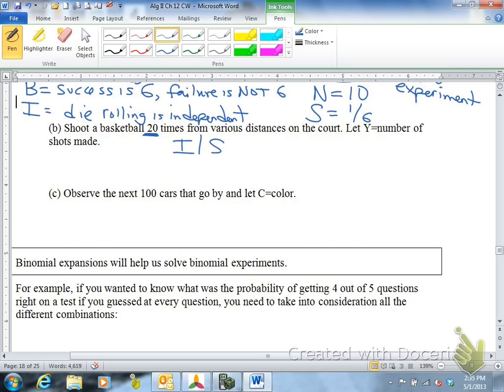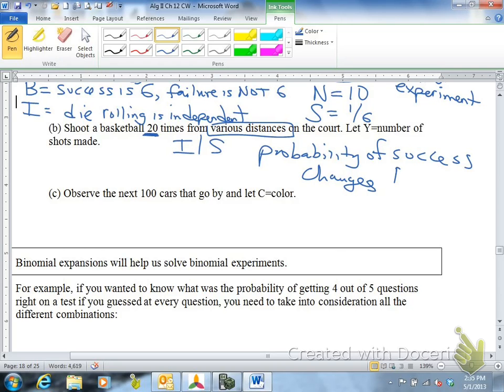So when you're shooting a basketball, your probability of success changes. If you're right under the basketball hoop, you'll probably make a lot more than if you're way back at half court shooting from far back. So the probability of success changes. It's not the same every time. It changes based on distance.